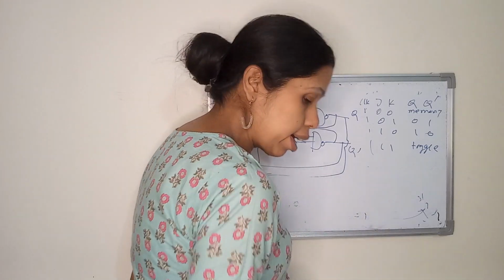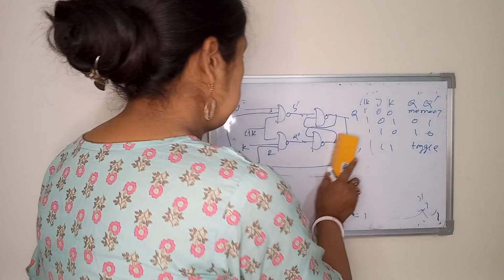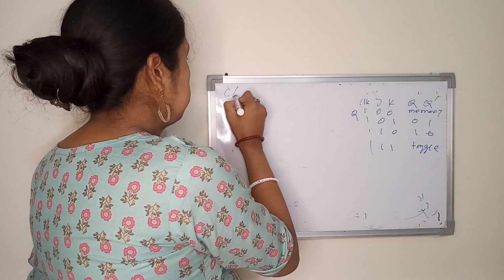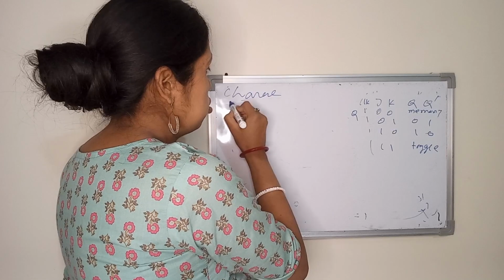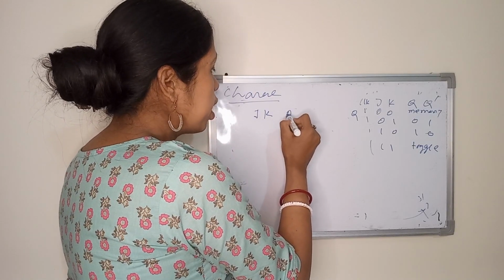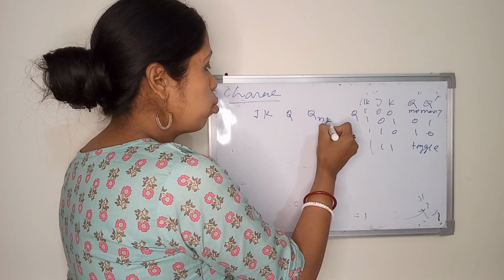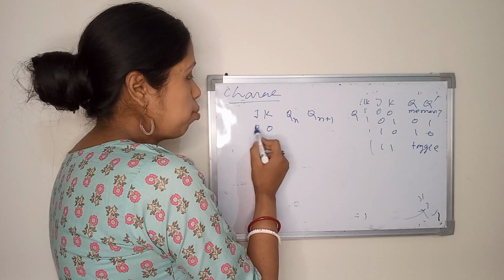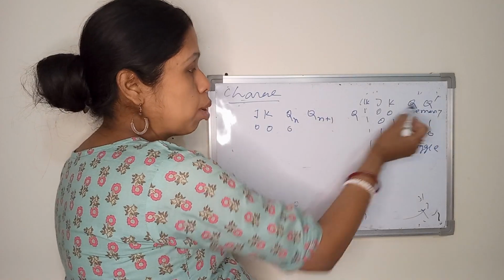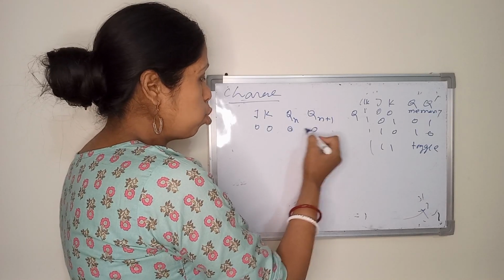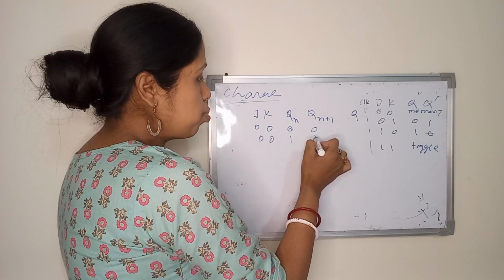Now I am writing the characteristics table. In the characteristics table, J, K and Q will be written in the form of Qn and Qn plus 1. For 0, 0, that means memory. If the past value is 0, the present value will be 0. If the past value is 1, the present value will be 1.